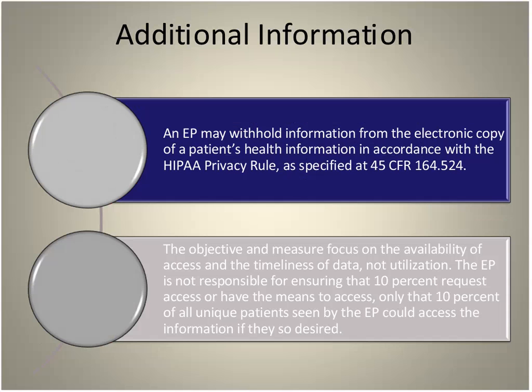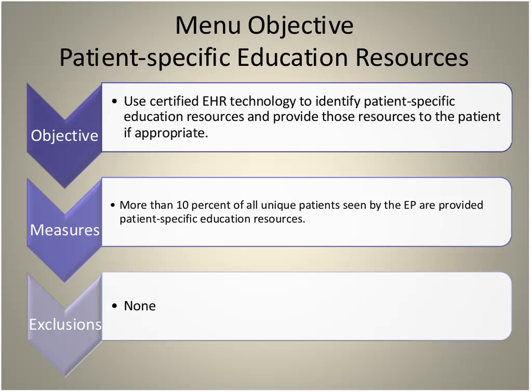And so the only requirement is the eligible provider make this information available for the patients to come to through electronic online access. The providers are not responsible for ensuring that at least 10% of the patients actually come and do it. Only that 10% of all unique patients seen by the eligible provider could access the information if they so desired. Good rule there.